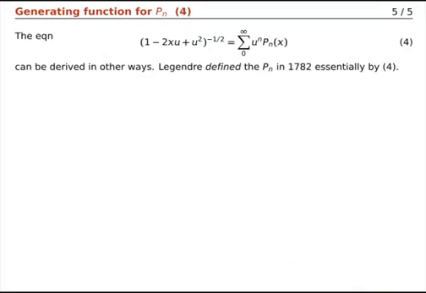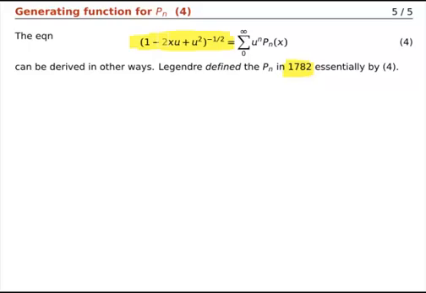Okay, so here now is the equation that we've just proved, but it can be derived in other ways. In fact, when Legendre came across these polynomials in the first place in the late 18th century, he defined the Legendre polynomials initially not as solutions of a differential equation. He defined them as the coefficients of the powers u to the n when this function on the left is expanded as a Taylor series with respect to the function u.